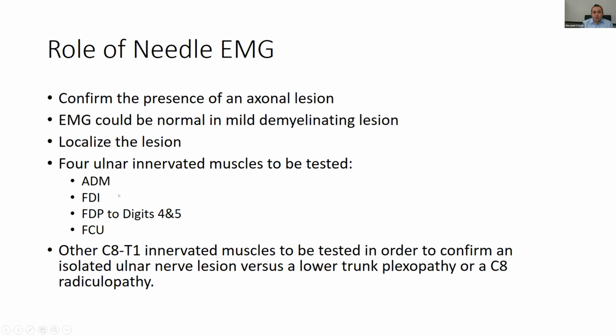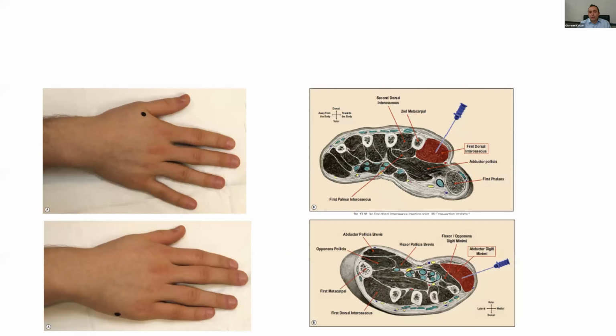So the muscles which are generally assessed are the ADM, the FDI, the flexor digitorum profundus to digit 4 and 5, and the flexor carpi ulnaris. So we normally start with the FDI, because generally it is very well tolerated by the patient. The ADM is less well tolerated, but it needs to be sampled. And especially if they are found to be abnormal, we need to sample another C8-T1 innervated muscle, another C8-T1 non-ulnar innervated muscle, typically, for example, the APB, to make sure that we are not mixing up an ulnar neuropathy with something else.